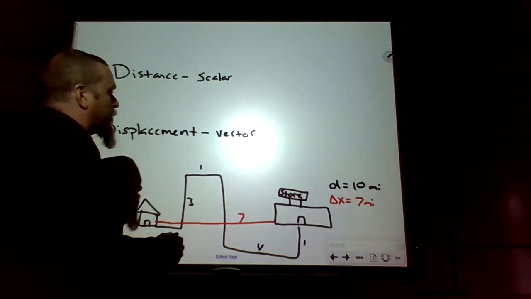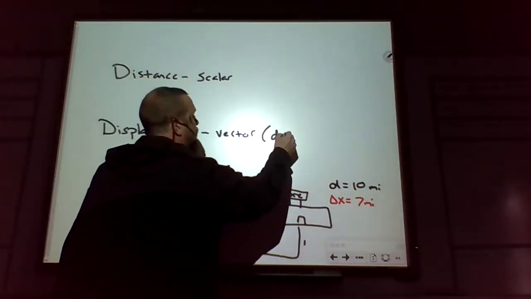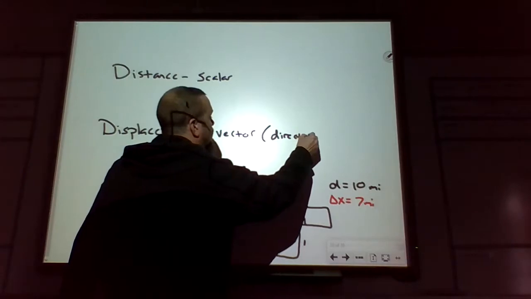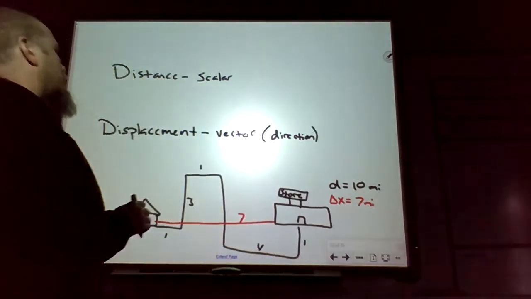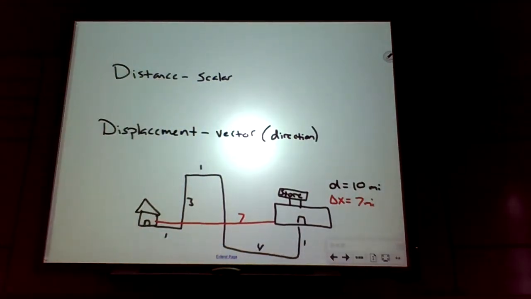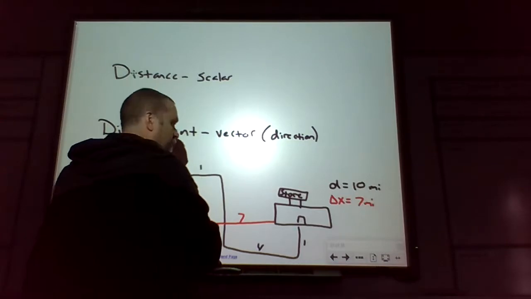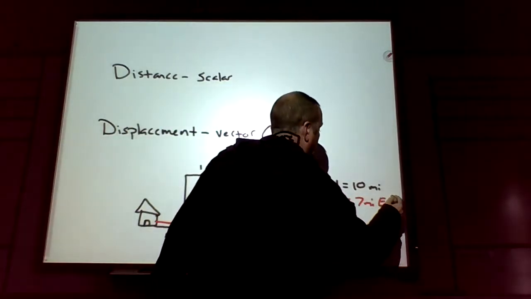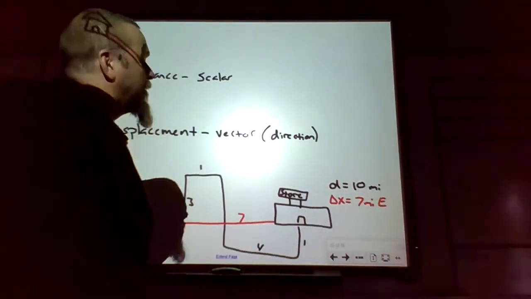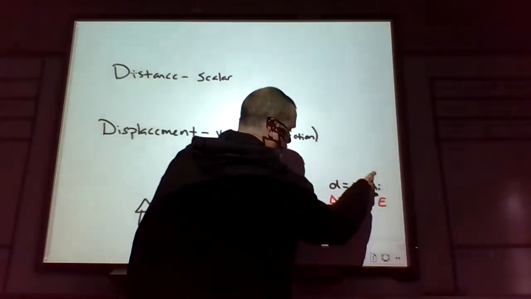Vector quantities require direction. Vector quantities are magnitude and direction. So we have to come up with some way of describing this motion. And we could say that that is to the east. The difference being our frame of reference.